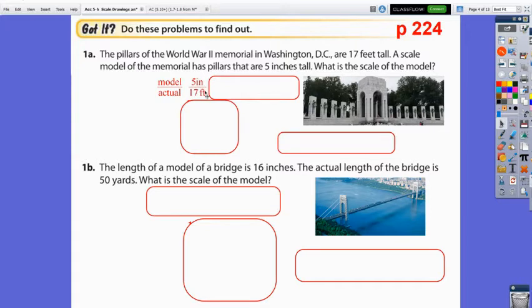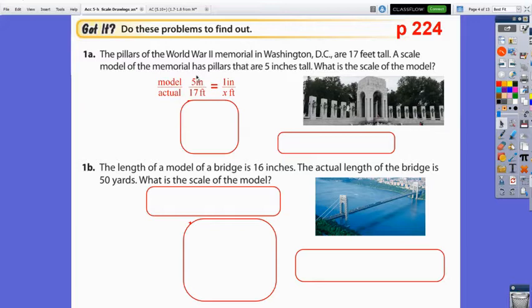And it's kind of common to put the units in here when you're doing these kinds of problems. Over here, you could go inches over feet, but then it's better to kind of just think of this as the model over actual. Model over actual equals model over actual. So 5 inches over 17 feet equals 1 inch to X feet.